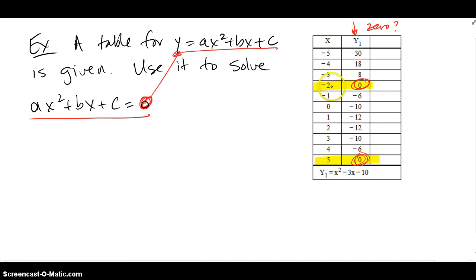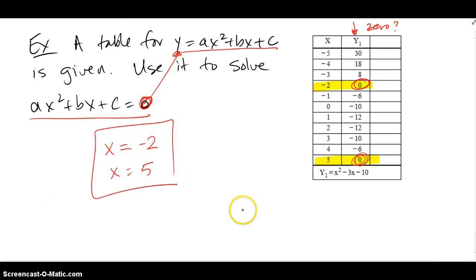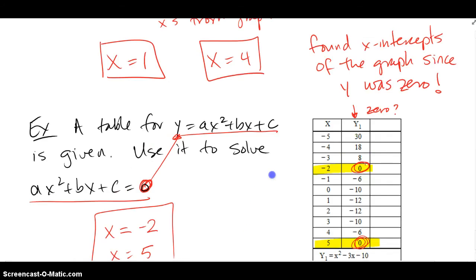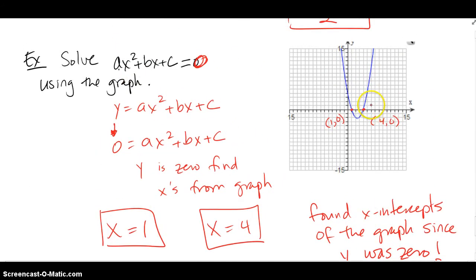Which means, what are the corresponding x values? My solutions are x equals negative 2 and x equals 5. All I did was pull it out of the table just like I pulled it out of the graph here.